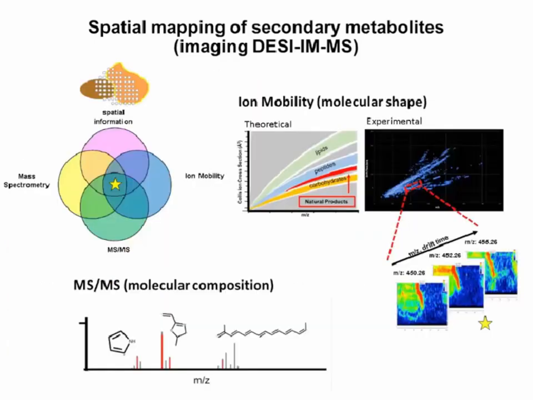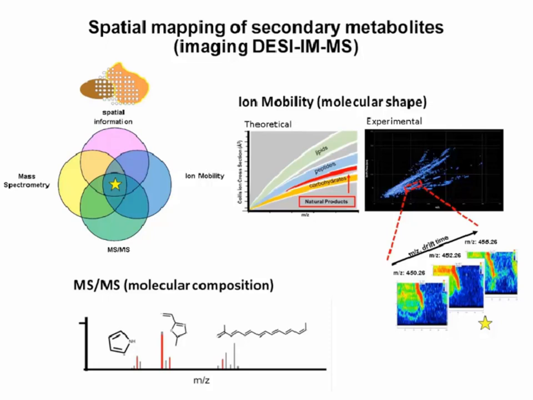We aim to annotate and identify these features using the union of all of the dimensions within a DESI ion mobility mass spectrometry experiment. We are able to prioritize the features on the basis of their spatial location. Using high-resolution mass spectrometry, we discern molecular weights and formulas.